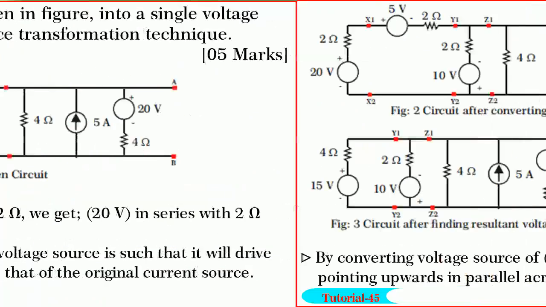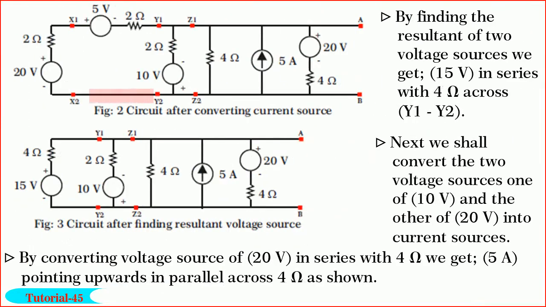Now, observe that two voltage sources are in series across the points y1 and y2. By finding their resultant voltage source, we get plus 20 minus 5 equal to plus 15 volts with polarity as shown, in series with 2 plus 2 equal to 4 ohm.